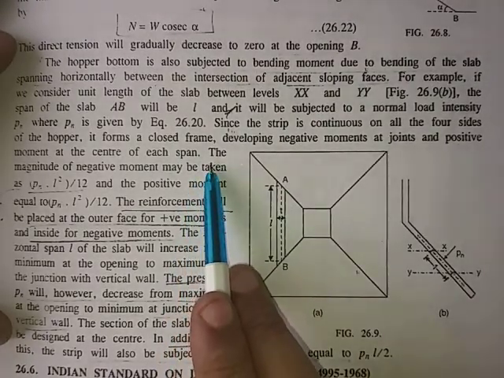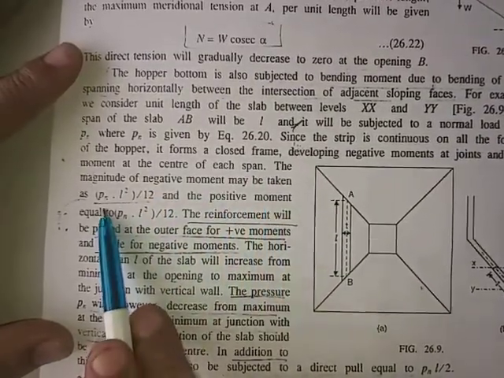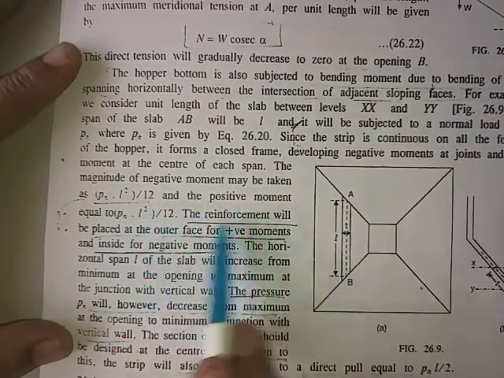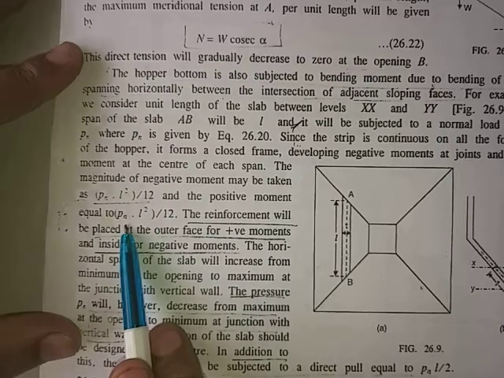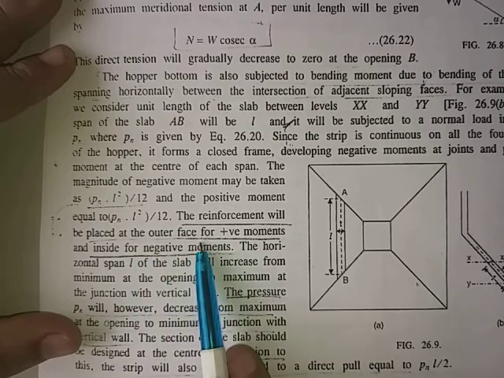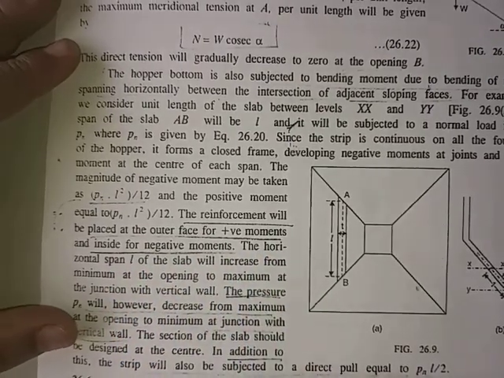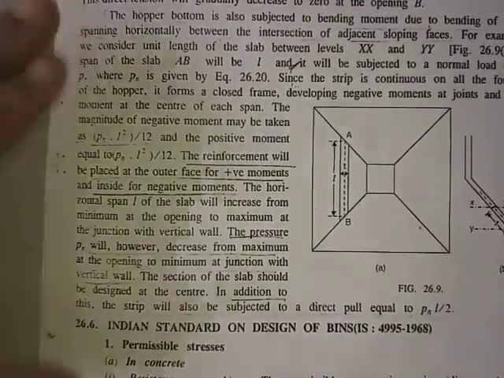Using that, we can find out the magnitudes of the moments also. So this gives me negative and positive moments. The magnitude of negative moments may be taken as Pn L square by 12, and the positive moments as equal to Pn L square by 12. The reinforcement will be placed at the outer face for the positive moments and inside for the negative moments. So we will see in the questions how we can find out these moments.